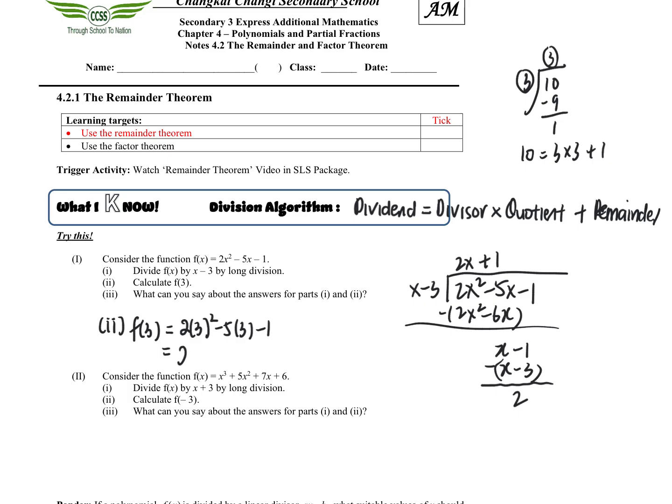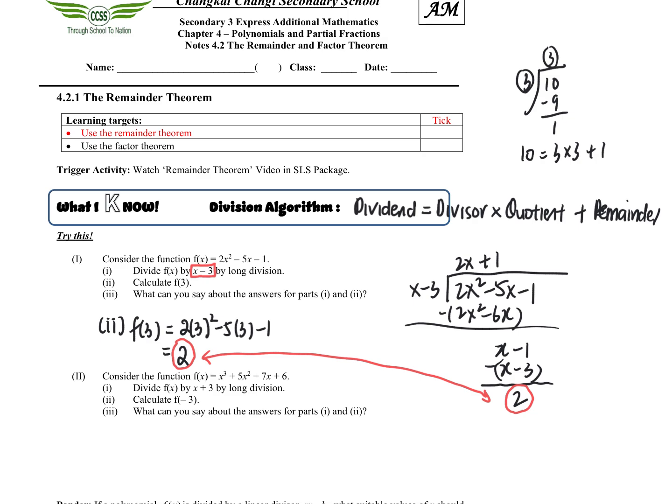Okay, what does it get you? So what do you think it gets you? How can we relate this to the long division? That's the remainder. Okay? So actually, if I want to divide by the divisor, which is x minus 3, if I make the divisor equals to 0, I'm substituting x as 3. And then it will get me to the remainder directly.